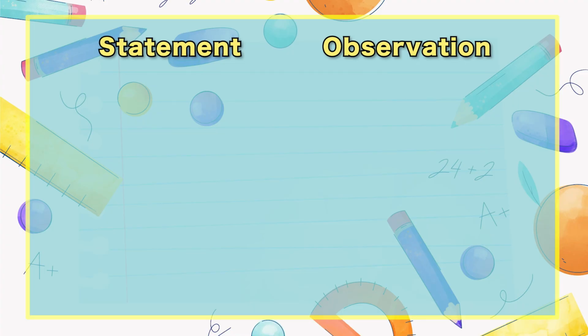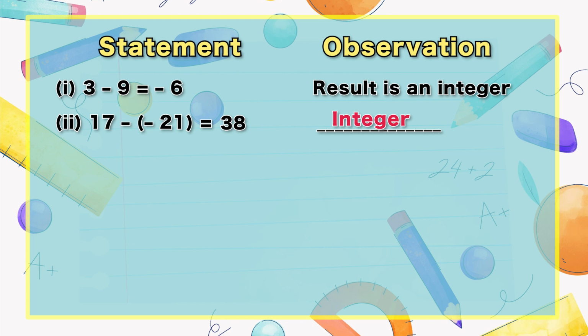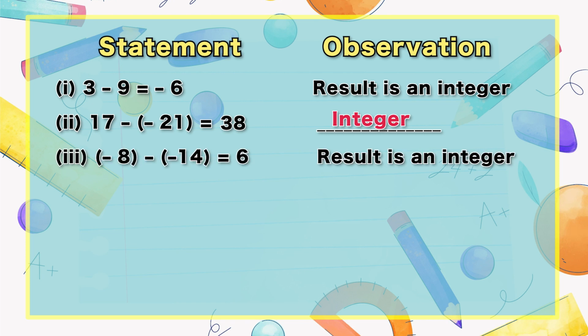On the next slide, you will see statements on the left side and observations on the right side. The first one is done for you. 3 minus 9 gives minus 6, and minus 6 is an integer, so the result is an integer. In the next one, 17 minus minus 21. What is it? It is actually 17 plus 21, which gives 38, and 38 is an integer. In the next one, minus 18 minus minus 14 is 4. It's an integer. Check for yourself.